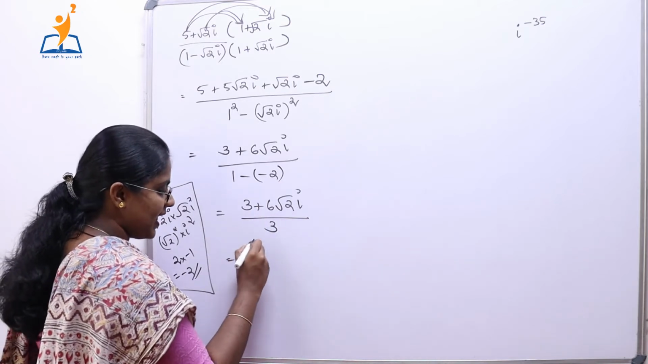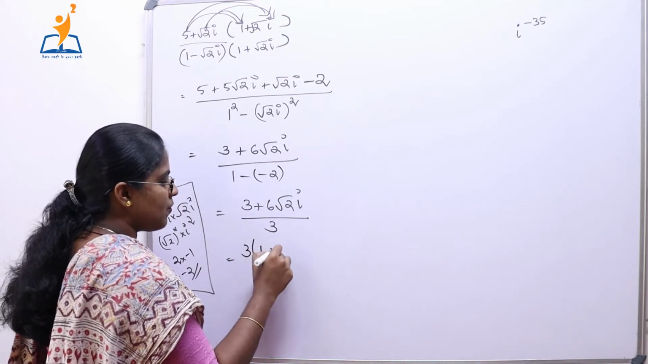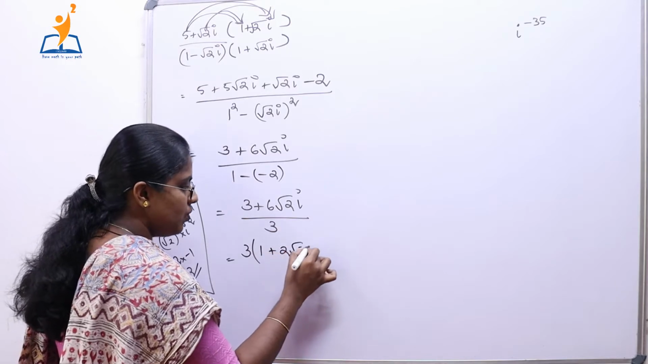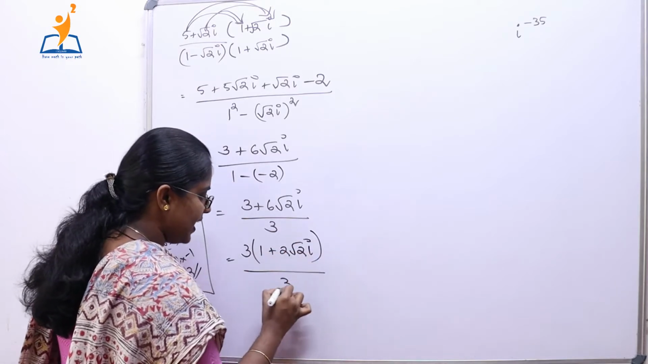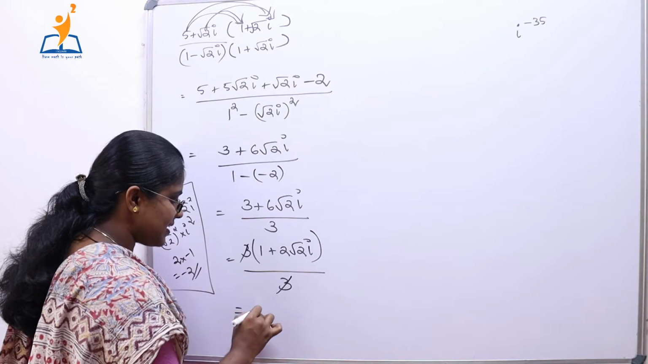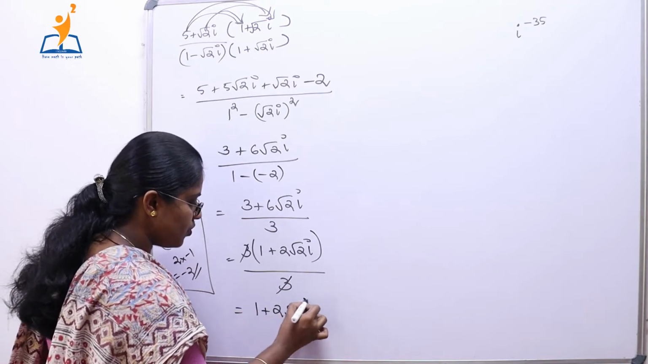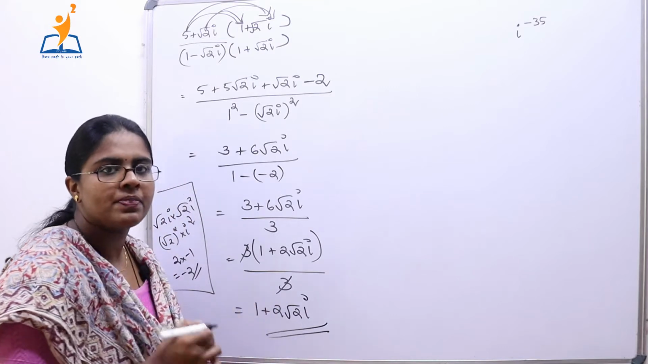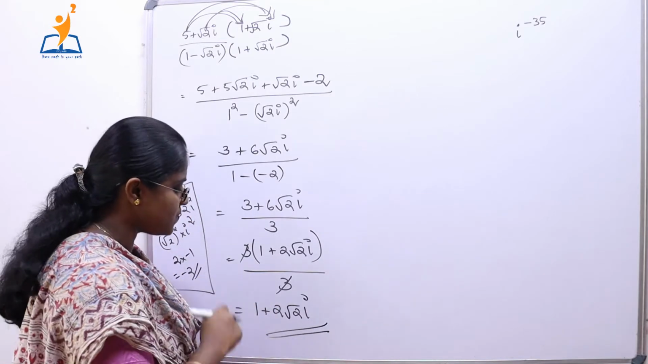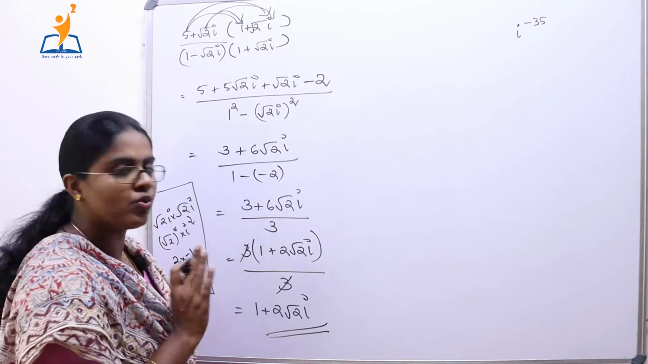So we will take that 3 common, and it will become 1 plus 2 root 2i, divided by 3. 3 and 3 get cancelled, and the resultant complex number is 1 plus 2 root 2i, which is of the form a plus ib, where a is 1 and b is 2 root 2.